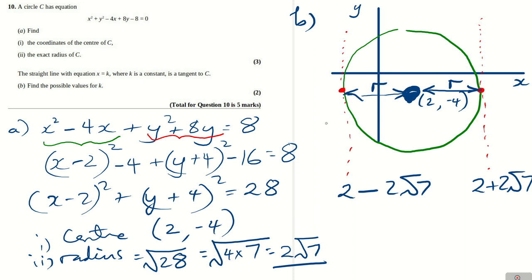And the reason for that is because the two lines x equals k have got to be completely vertical lines, so they've got to be parallel to the y-axis, which means they must just simply be symmetrically either side of the centre, and the tangent's going to touch the circle at the point on the circle which is level with the centre, but the radius away to the left or to the right.